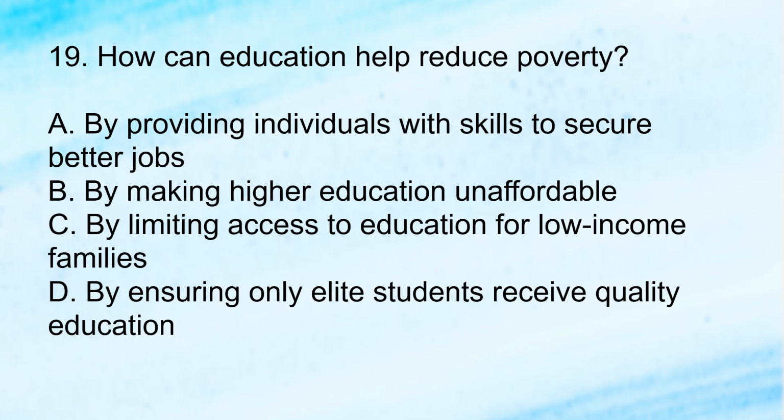Number 19. How can education help reduce poverty? Letter A. By providing individuals with skills to secure better jobs. Letter B. By making higher education unaffordable. Letter C. By limiting access to education for low-income families. Or letter D. By ensuring only elite students receive quality education.